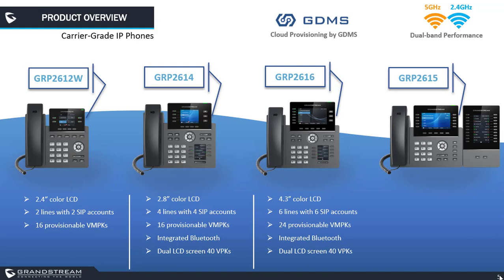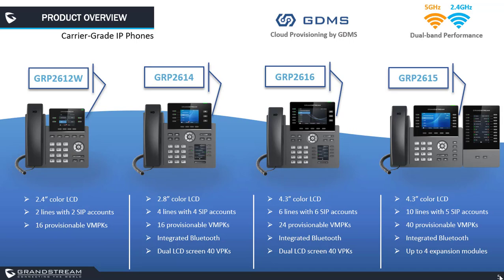The next model is the 2616. This one has a color LCD of 4.3 inches. It supports 6 lines with 6 SIP accounts. It has integrated Bluetooth, and the same thing with the dual LCD screen that you can configure with 40 VPKs.